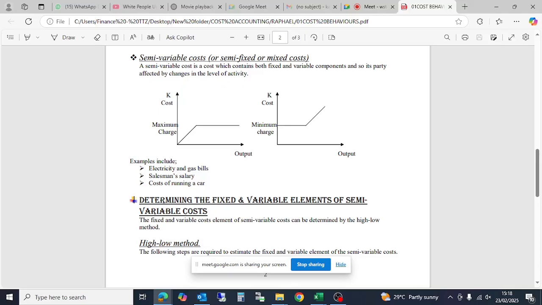That I can actually say it's more like a step cost. Okay, that falls under step cost. Yeah, I can say it's a step cost.